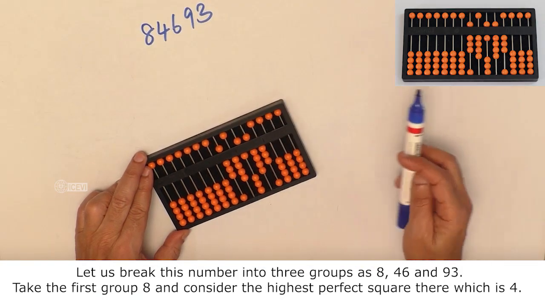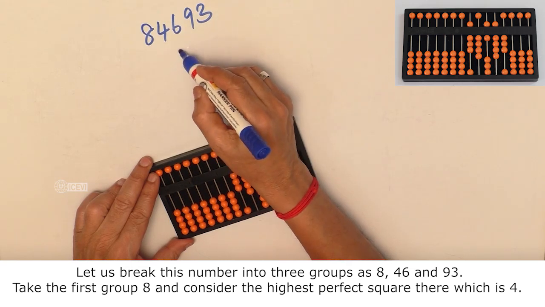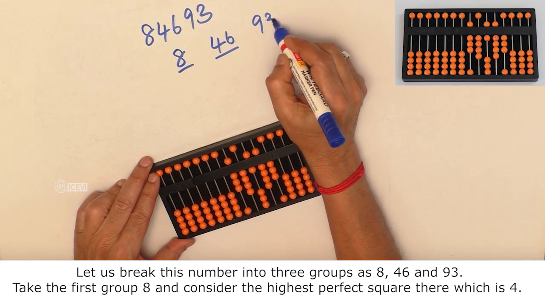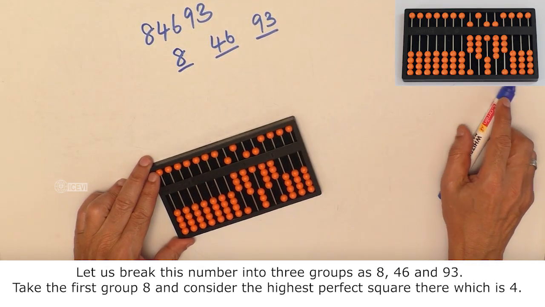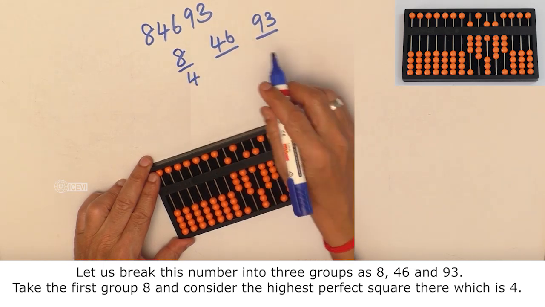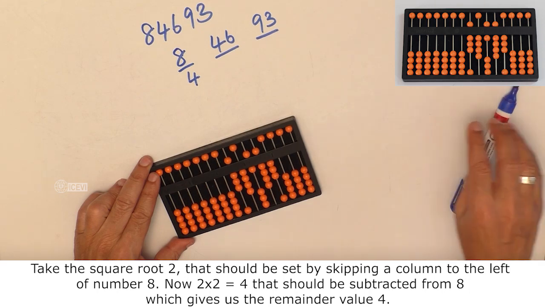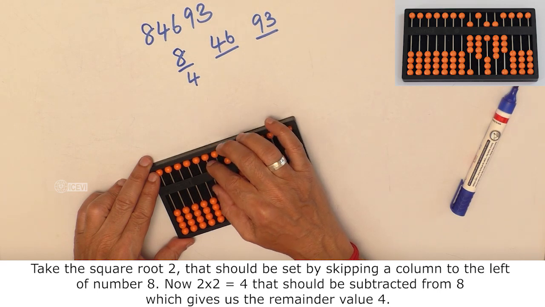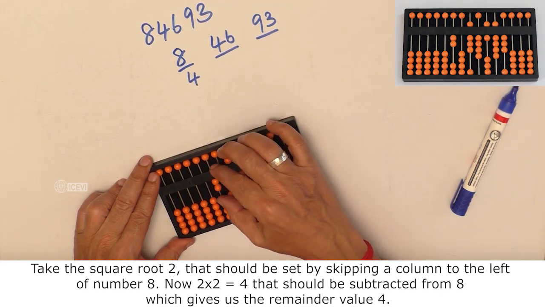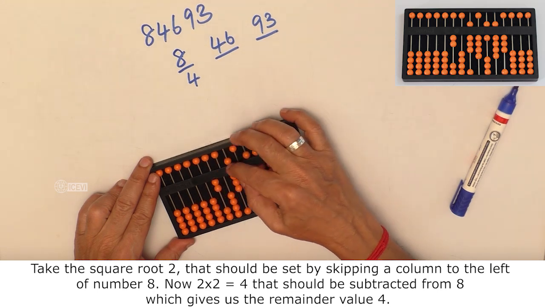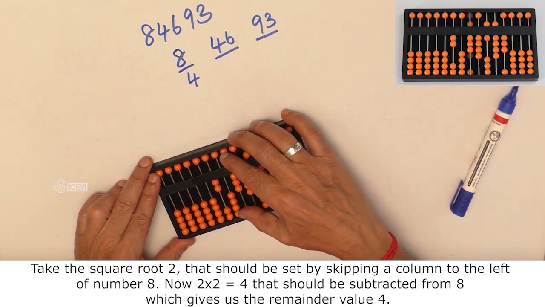Let us break this number into 3 groups as 8, 46 and 93. Take the first group 8 and consider the highest perfect square there, which is 4. Take the square root of 4, which is 2, that should be set by skipping a column to the left of the number 8. Now 2 is multiplied with 2, which is 4, that should be subtracted from 8, which gives the remainder value 4.